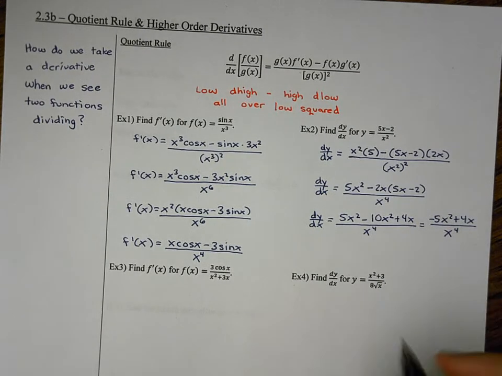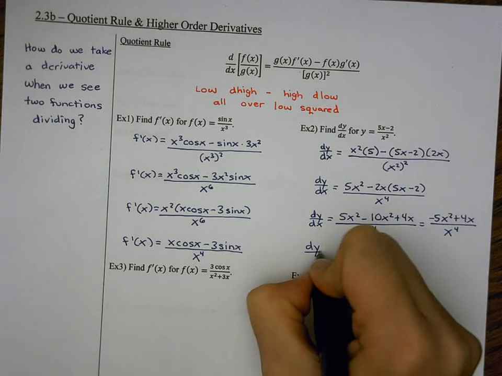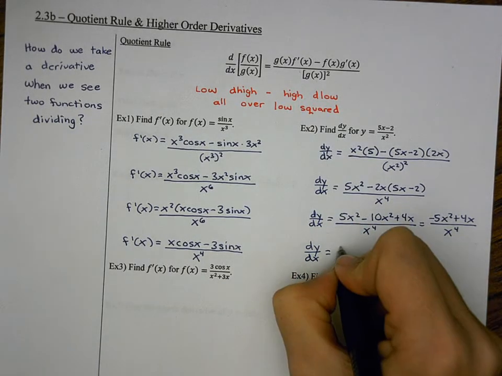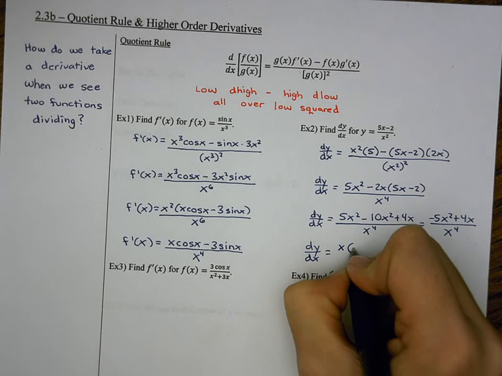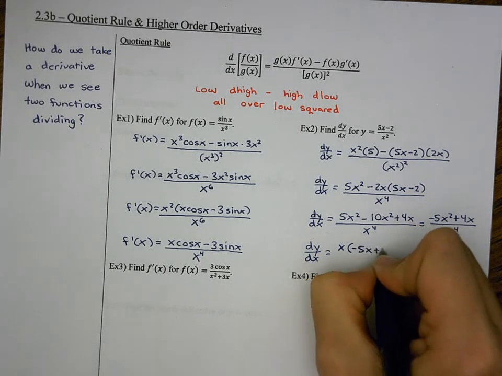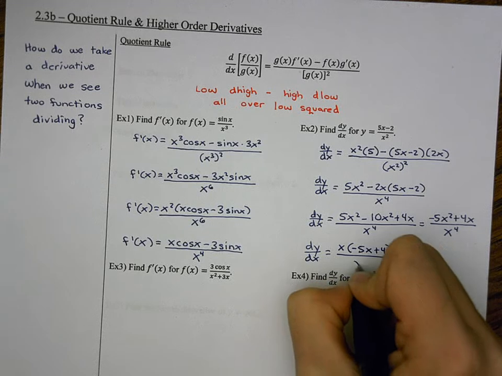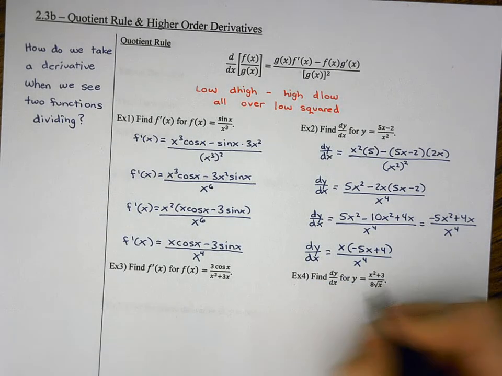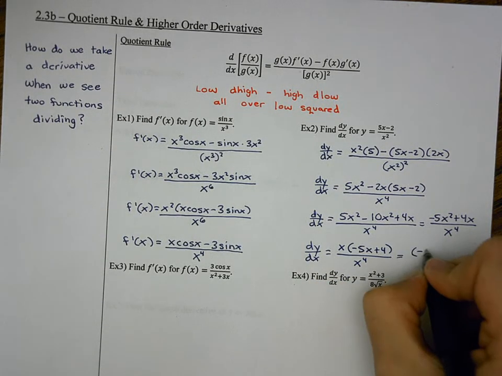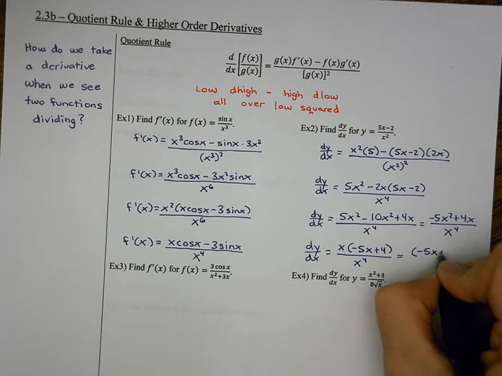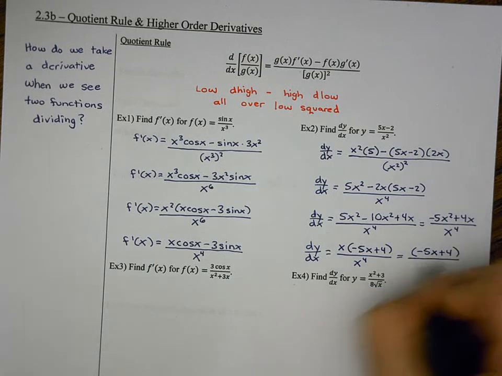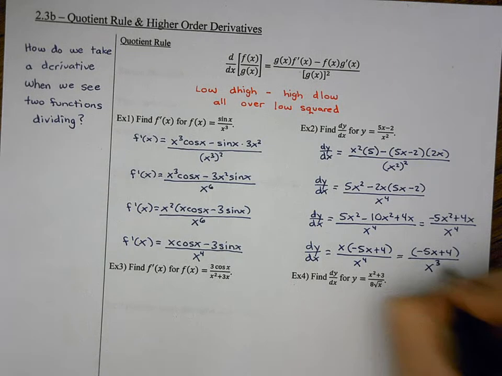There's also an x in common in the numerator. They could have factored that x out, or maybe even a negative x potentially. I'm just going to factor the x out. And the x and the x to the 4th could simplify, leaving me with just negative 5x plus 4 in the numerator and an x cubed in the denominator.